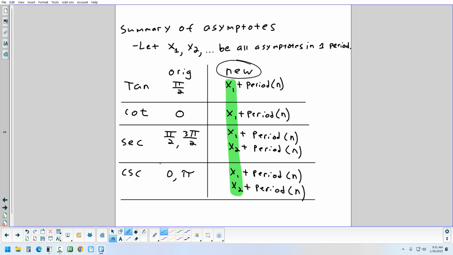So when you put period times, it doesn't have to be n, it could be any letter. But this part on the end is describing the fact that it's going to repeat forever. That's what that part does. And that's the easiest way to describe asymptotes. Just find one or two of them, and then tell me that those repeat forever. With tangent and cotangent, you only have to find one, because there's only one per cycle. With secant and cosecant, you do have to find two, because there's two per cycle.